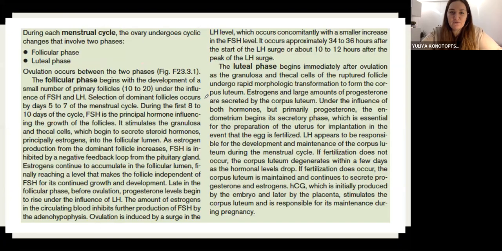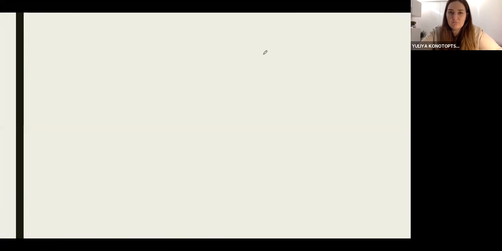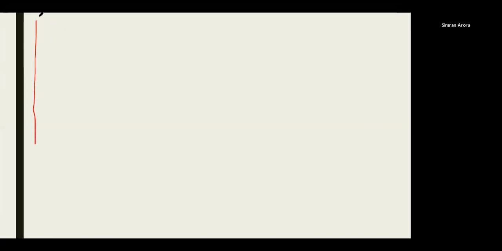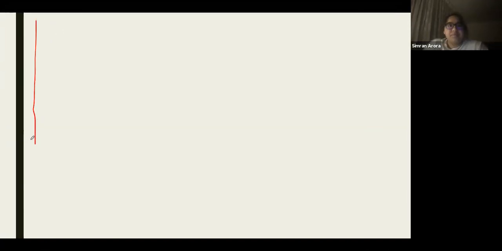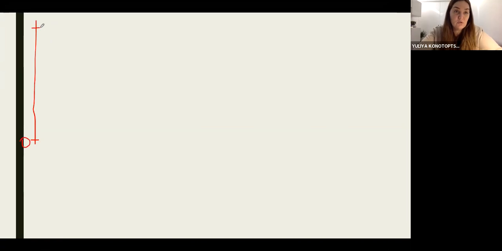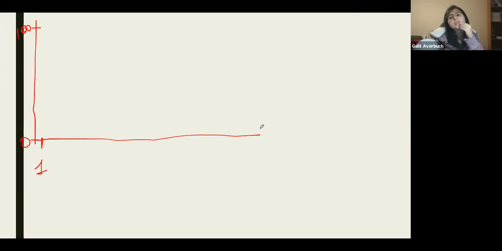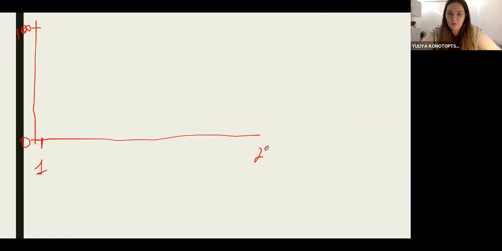So first things first, let's draw the entire ovarian cycle. Here we will have the hormone concentration, 0 to 100. And here we will have the length of the ovarian cycle. So day 1, and what's the maximum? 28. Very good, 28. Typically the ovarian cycle is about 28 days.